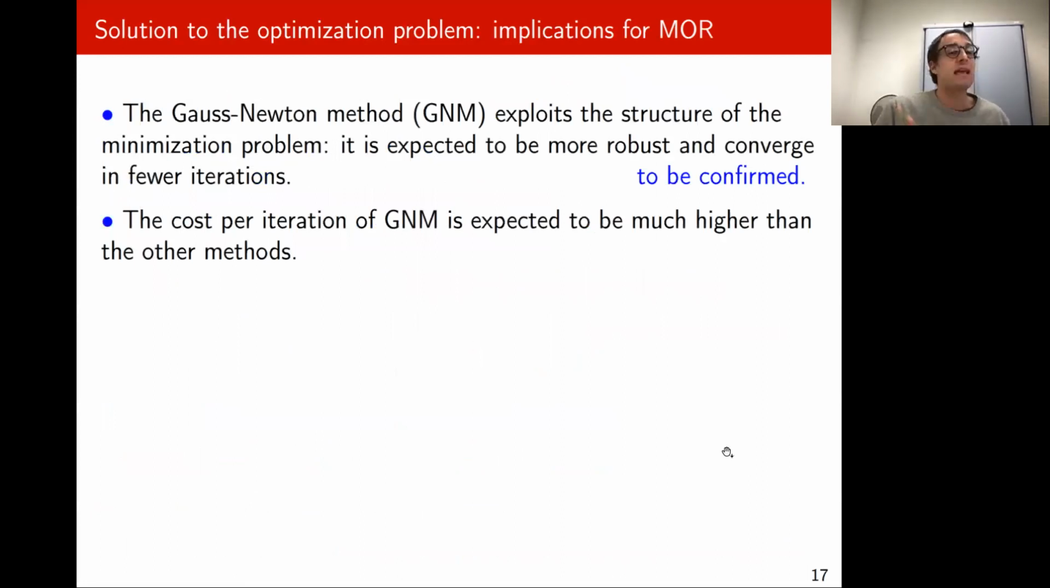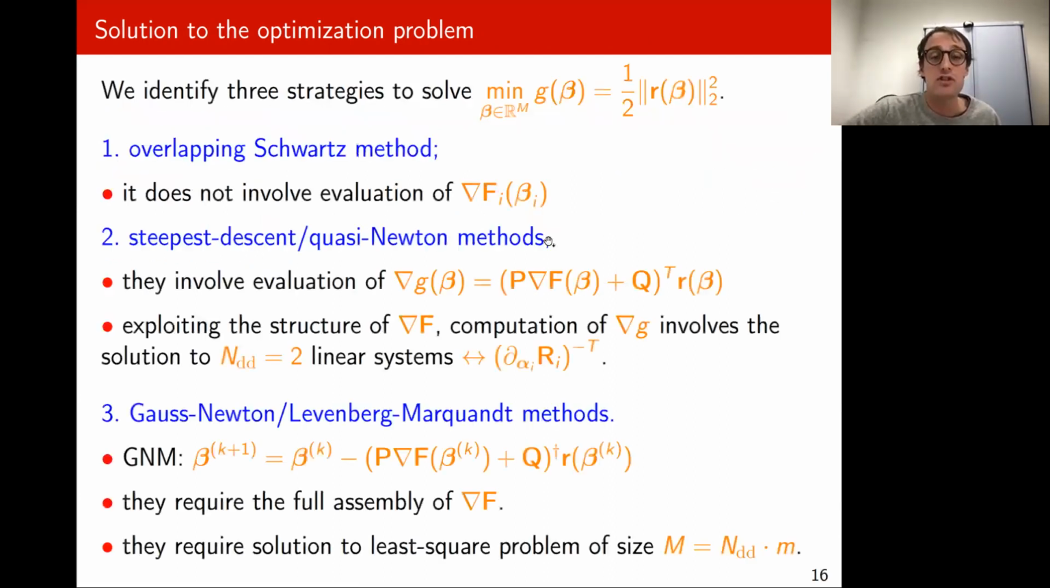So let me make a few comments here. The Gauss-Newton method exploits the structure of the minimization problem. It's the only one that really exploits the fact that the problem is a non-linear least square problem. And so it's expected to be more robust and converge in fewer iterations. Of course, this is a guess, and it needs to be confirmed by numerical experiments. Another observation is that the cost per iteration of the Gauss-Newton method is expected to be much higher than the other methods, because, as I mentioned here, we need to assemble the gradient of f, as opposed to the other 2 methods.